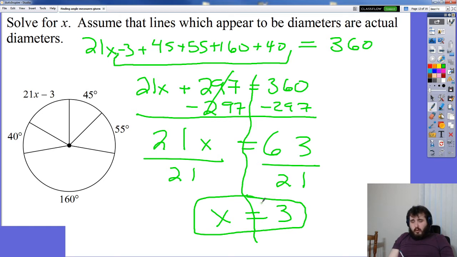Is that what we're looking for? I don't know. I didn't read the directions. Let's find out. Solve for x. Oh, hey, look. Solve for x. That's what I did. So always be careful. Pay attention to what it is that you're solving for first.